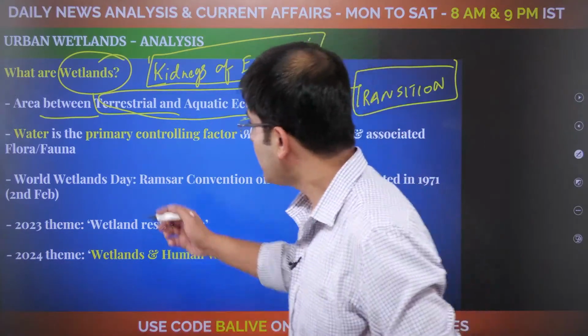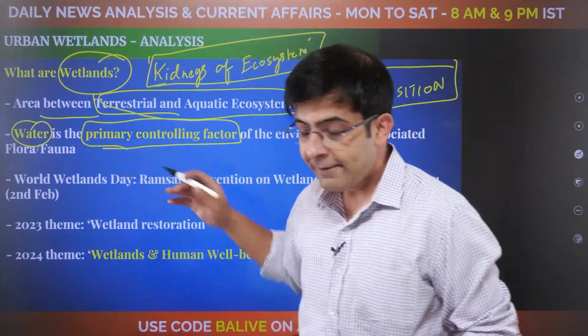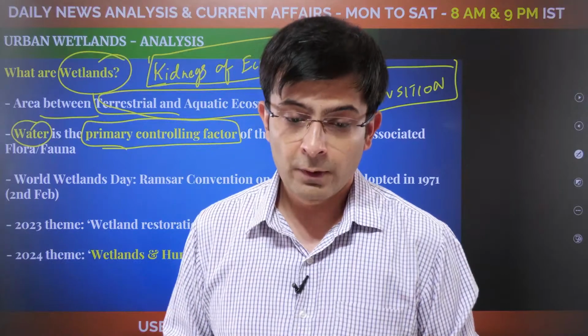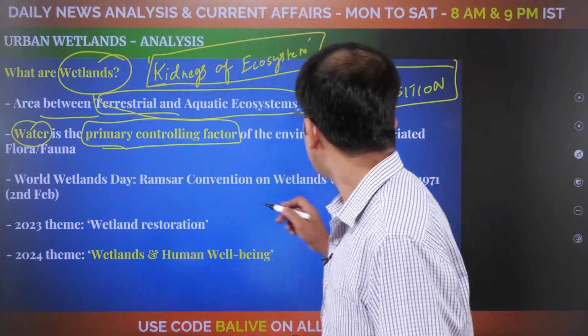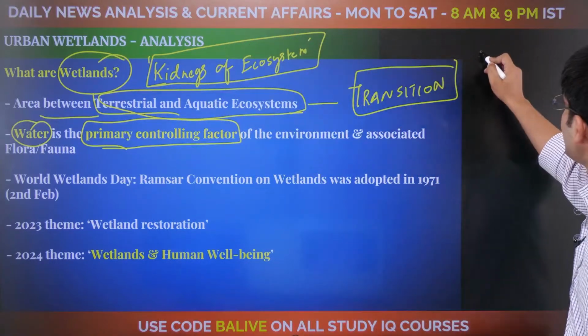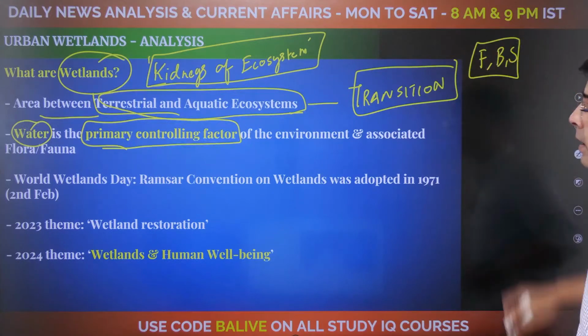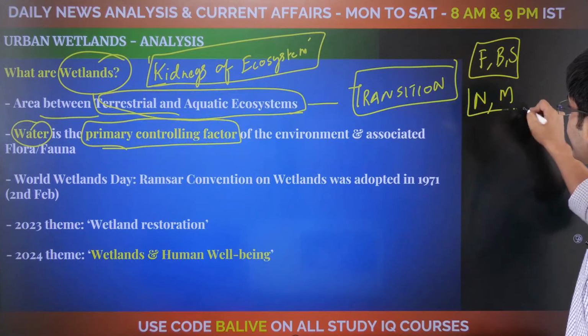All right. Now, what you understand here is that water is the primary controlling factor. In wetlands, everything is related to the type of water it holds. Okay, first understanding. It could hold fresh water. It could hold brackish water. It could also hold saline water. From the UPSC perspective, please know that a wetland is capable of holding fresh water, brackish water, saline water. A wetland can also be natural or it can be man-made.